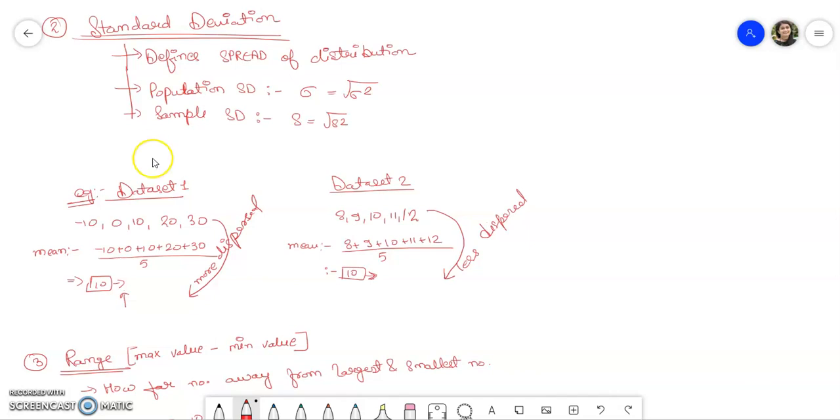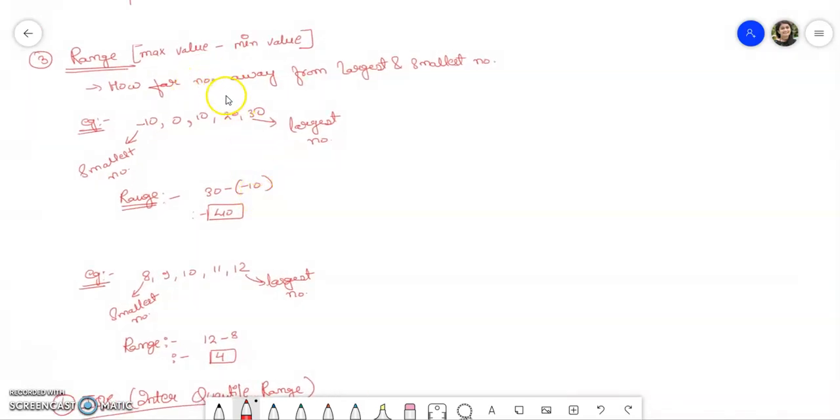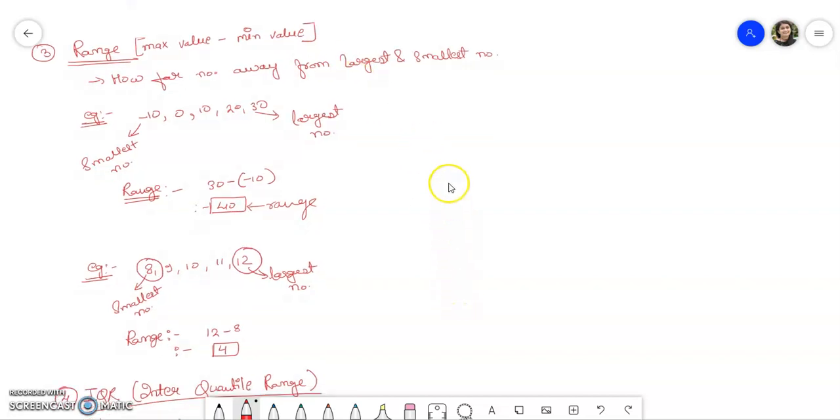Okay, and then next is range. Range is how far apart the largest and the smallest numbers are. It is just the difference of the maximum value in a data set and the minimum value. So I have the values minus 10, 0, 10, 20, 30, and I'm just subtracting the min value from the max value. So this is the range of this data set. Now I'm taking another example. Same thing: this is my smallest value, this is my largest value, and I'm just doing the subtraction to find the range.